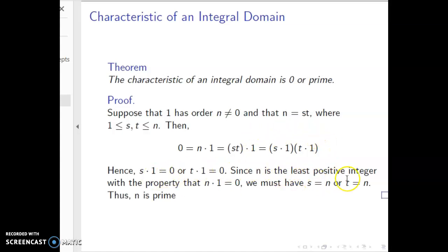Since we are doing all this in an integral domain, either s into 1 is equal to 0 or t into 1 is equal to 0. But we know that n is the least positive integer with the property that n into 1 is equal to 0, which means that either s is equal to n or t is equal to n. Thus n is prime.